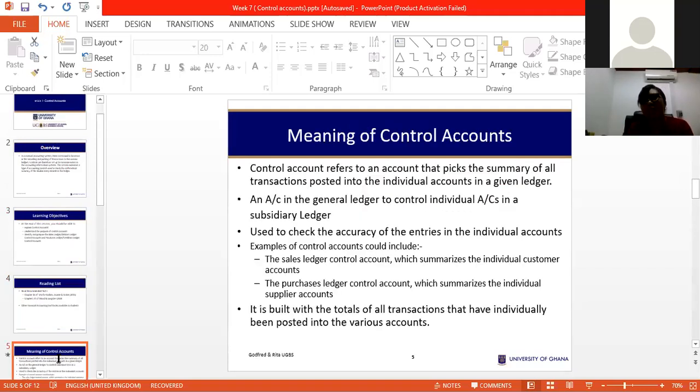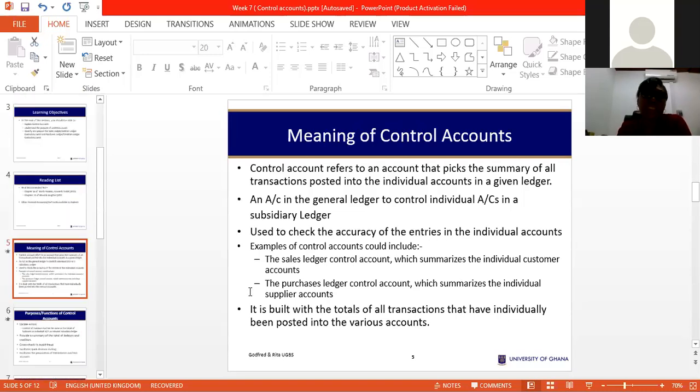Now, what is control accounts? Okay, now it is just a normal account. I expect that when I say an account, we all have some visual knowledge of what an account looks like, okay, and what it does. A summary of transactions relating to a particular item or person. Okay, so control account is also an account first and foremost, but it picks the summary of all transactions, okay? The summary of the transactions posted into the individual accounts in a given ledger.